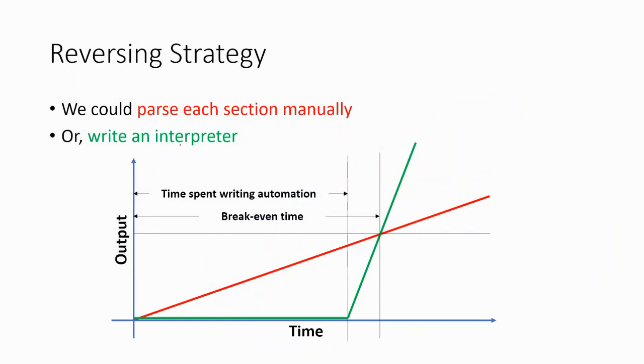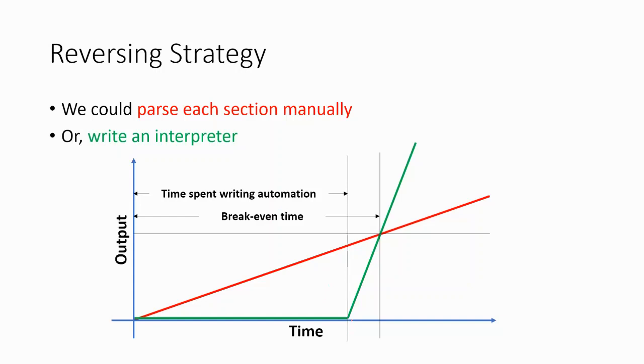Or we could write an interpreter that will read through the binary of this critical section, and it will parse through and give us the high-level operations about what's happening. So here I have a rudimentary graph of the time versus the amount of output that we provide. For an automated approach, we start out, of course, writing the actual automation process, and this includes debugging. During this period of time, we have no output, okay?